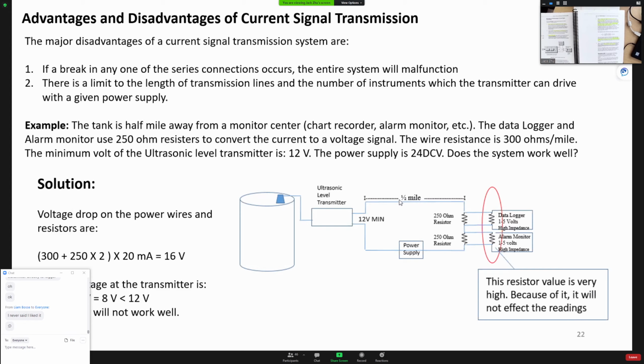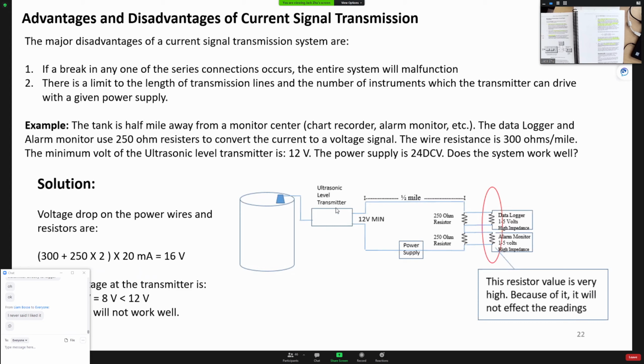So now the total resistance in the circuit: 1 mile of wire gives you 300 ohms. You have two devices, each needing a 250 ohm resistor, so that's 250 times 2, which gives you 500. 500 plus 300 is 800, times 20 milliamps, equals 16 volts.